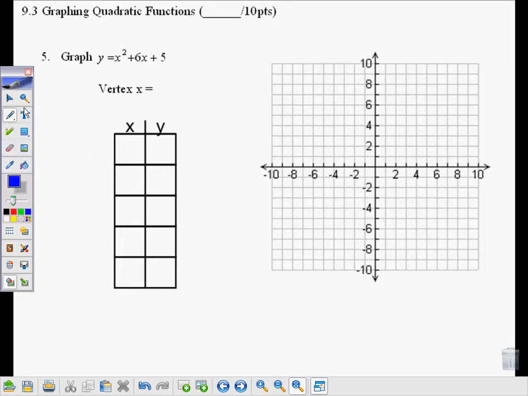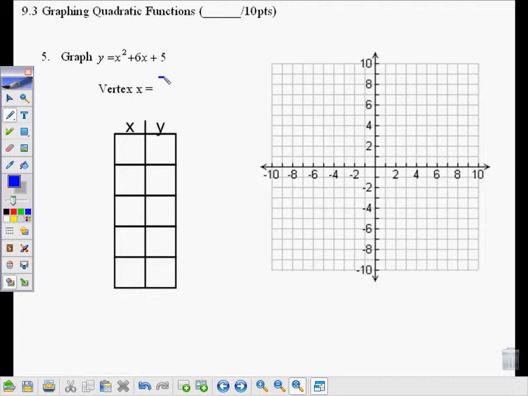Hello, welcome to the help video for section 9.3, graphing quadratic functions. We are going to use a table of values to graph this equation right here. Now, to begin with that, we're going to find the x value of our vertex, which is the same as the equation of our line of symmetry.